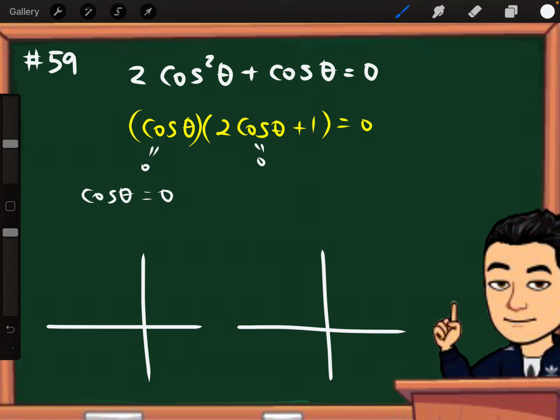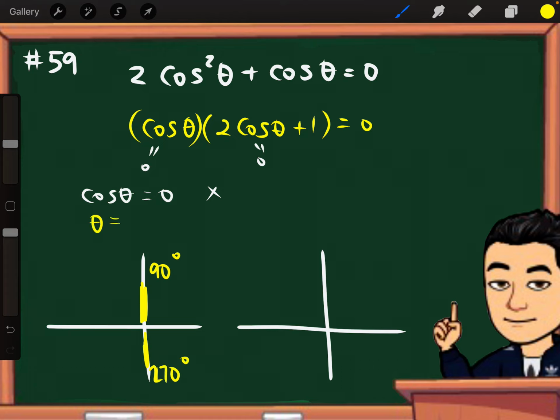Okay, so you know that cosine is x. So which means that when x equals 0, you're actually going to have 2 different measures. So you're going to get one over here. This is where x equals 0. Another one, this is also x equals 0. So you got 90 degrees and 270 degrees.